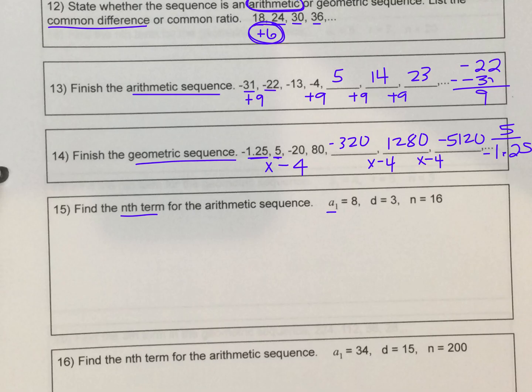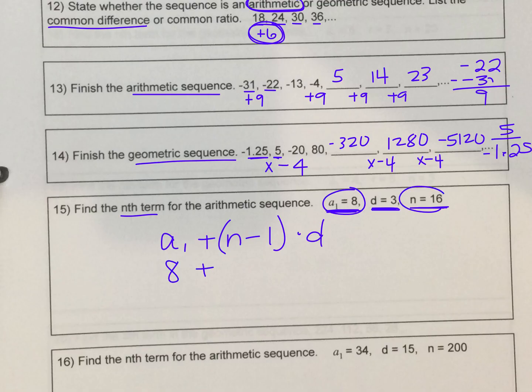Okay, we need to find the nth term of the arithmetic sequence. So this tells me that I have a list of numbers. The first term is an 8. They're adding 3 every time, and I want to know what the 16th number in the list would be. So my formula is a1 plus n minus 1 times d. Well, a1 is 8 plus n is 16 minus 1 times, and d is 3. When I type that just like that in my calculator, I get that the 16th number in the list will be 53.